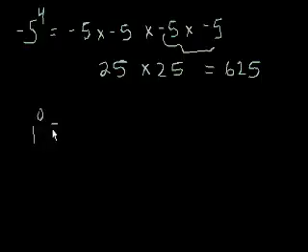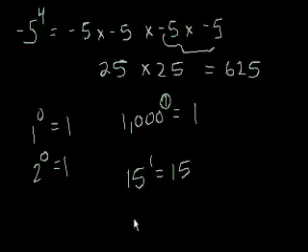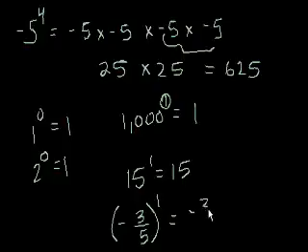So 1 to the 0 power equals 1. 2 to the 0 power equals 1. 1,000 to the 0 power equals 1. And anything to the first power just equals the number. So 15 to the first power equals 15. Negative 3/5 to the first power, well, that equals negative 3/5.